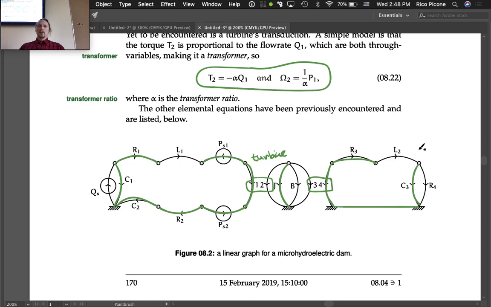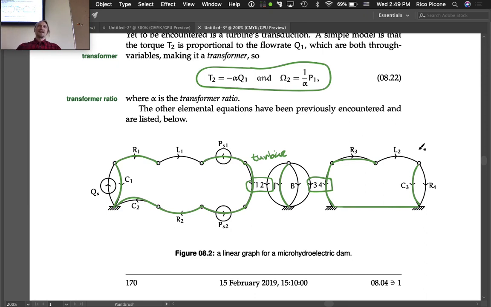Okay, so there's our normal tree. And then we could go about selecting our primary variables, which are, of course, across variables on branches, branches being elements in the normal tree, and through variables on links, being elements not in the normal tree, and secondary variables being exactly the opposite, through variables on branches and across variables on links. Yeah, said that correctly. Amazing.